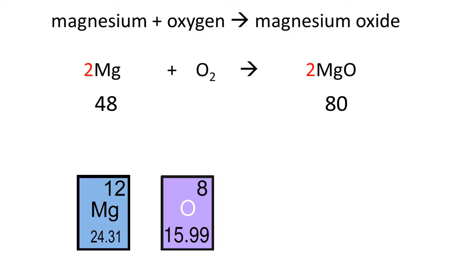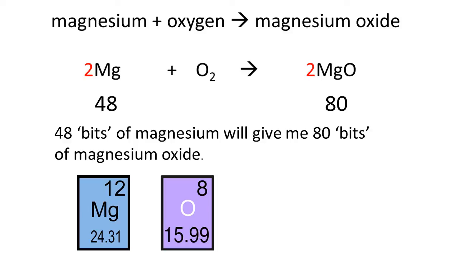So what this tells me is 48 parts or 48 bits of magnesium will give me 80 bits of magnesium oxide. It doesn't matter what it is, it's a ratio. So 48 grams of magnesium will give me 80 grams of magnesium oxide. 48 tons of magnesium will give me 80 tons of magnesium oxide. It doesn't matter, it's just a ratio. So you shouldn't have any trouble getting to that stage.